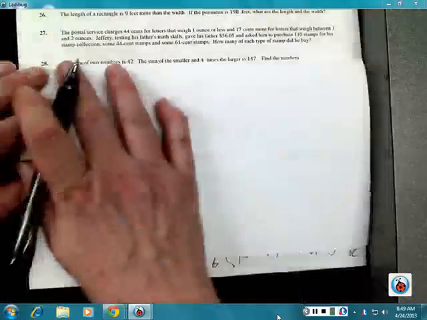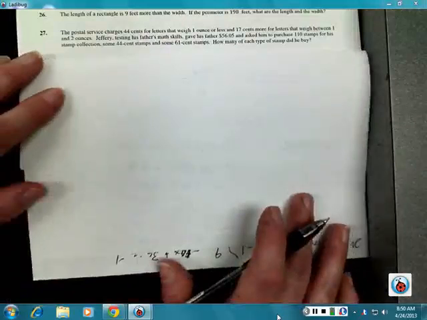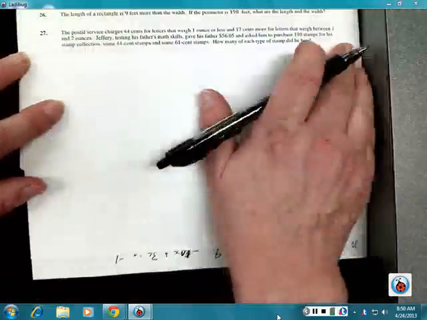A postal service charges 44 cents for letters that weigh 1 ounce or less, and 17 cents more for letters that weigh between 1 and 2 ounces. Jeffrey's testing his father's math skills, giving his father $56.05, and asked him to purchase 110 stamps for his stamp collection. Some 44-cent stamps and some 61-cent stamps. How many of each type of stamp did he buy?